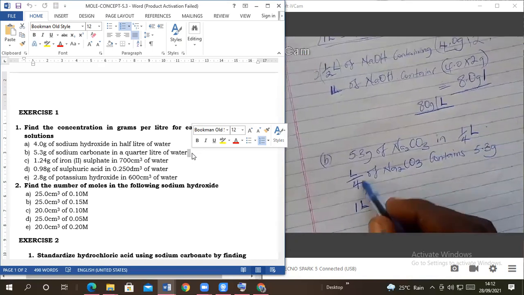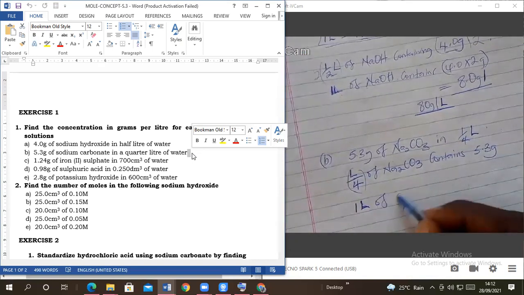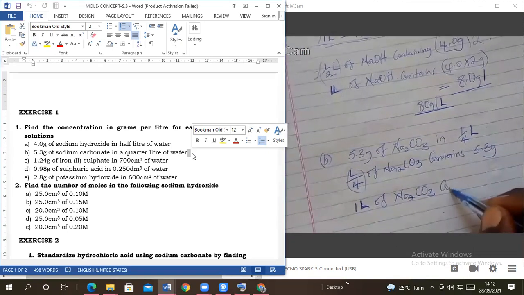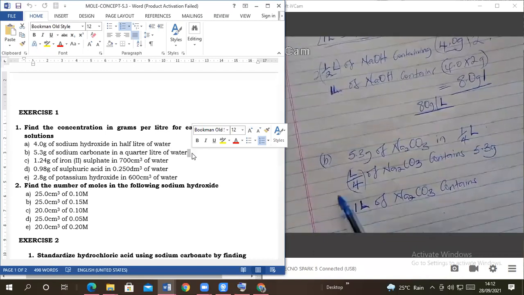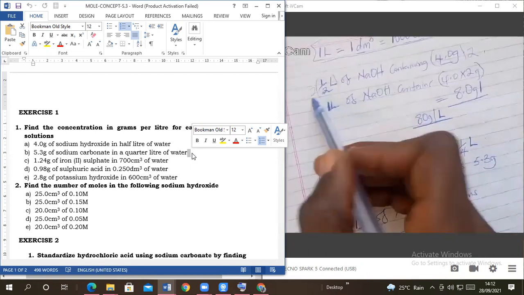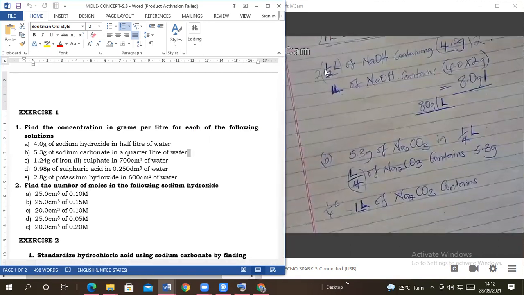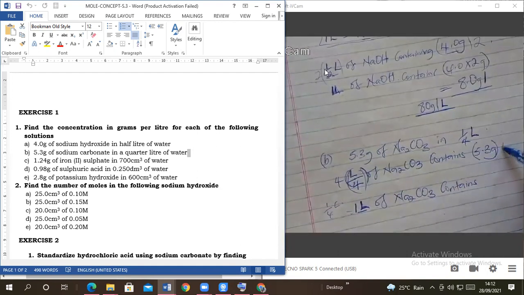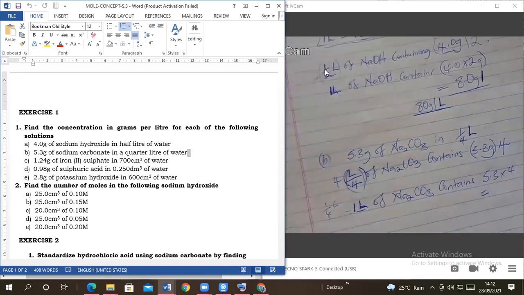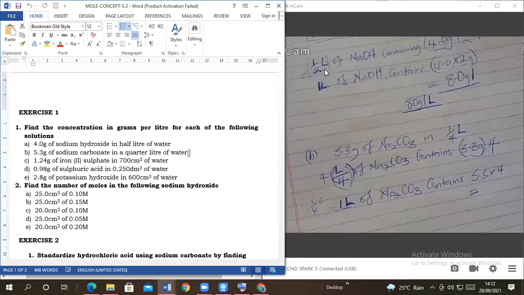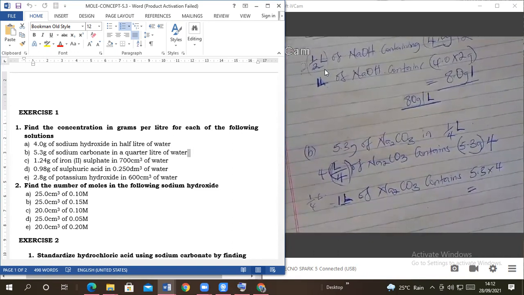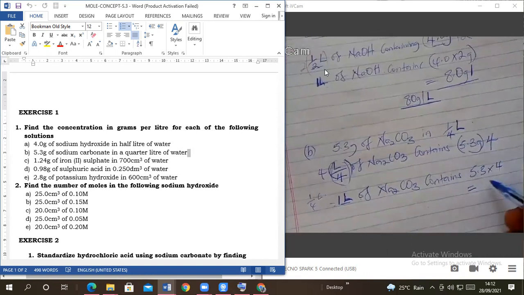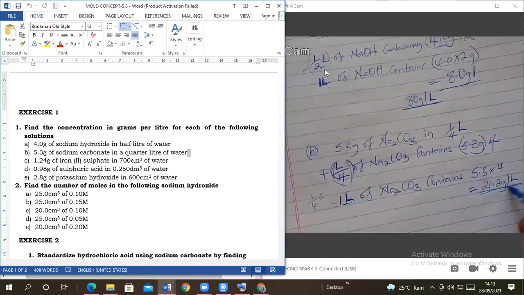To make this 1 liter, we multiply by what? How do you make a quarter liter, 1 out of 4 of a liter, to be 1 liter? If this was a half, we multiply by 2. If it's a quarter, we multiply by 4. So this one times 4. What you do this side, you also do the other side times 4. So here you say 5.3 times 4. What do you get? 21.2 grams per liter. That is the answer we have.